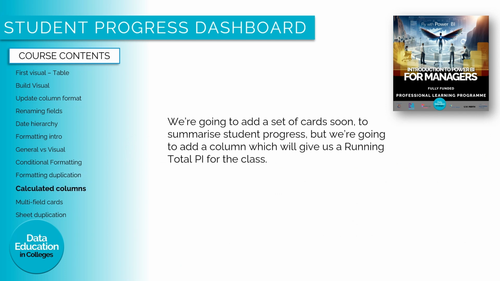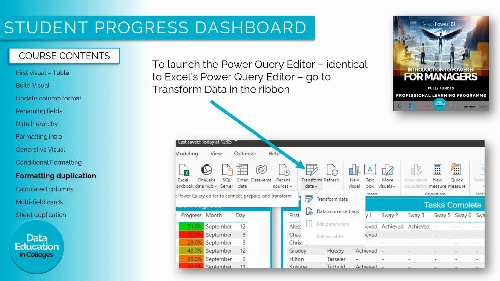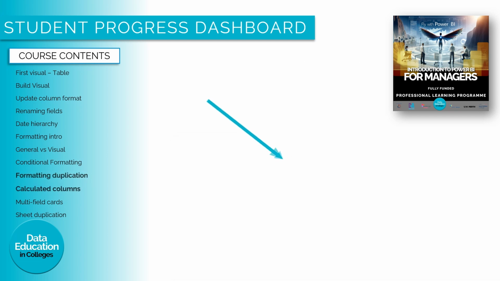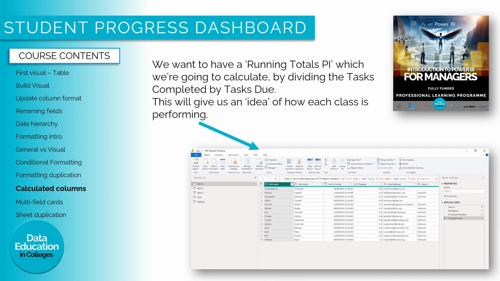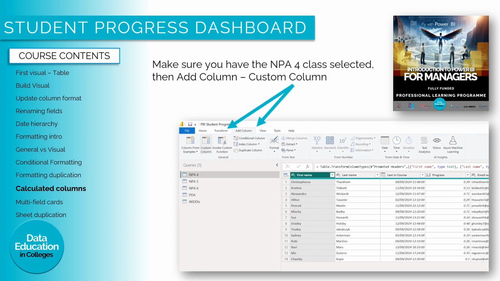So as I say, we're going to add a set of student progress cards in a minute, but we're going to add a card to give us a running total. So to launch the Power Query Editor, click Transform Data in the ribbon there under the Home tab, and that will launch this Power Query Editor. It's a separate program within Power BI. Make sure you've got the NPA4 column selected, and we want to add a new column which is going to be task completed divided by task due to give us a rough idea of running total PIs.